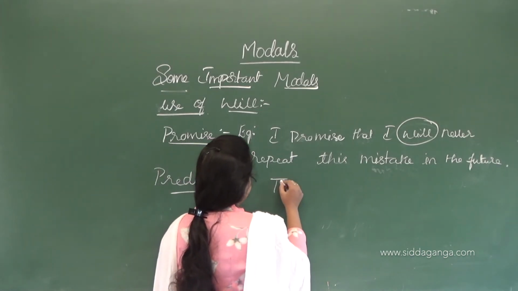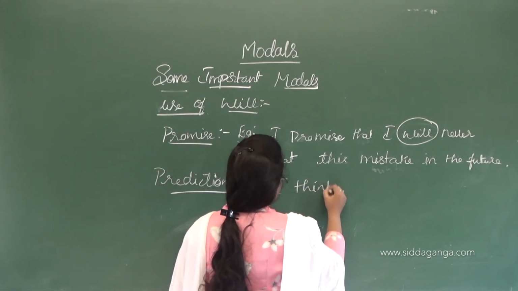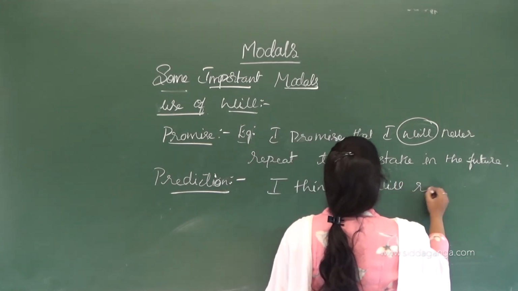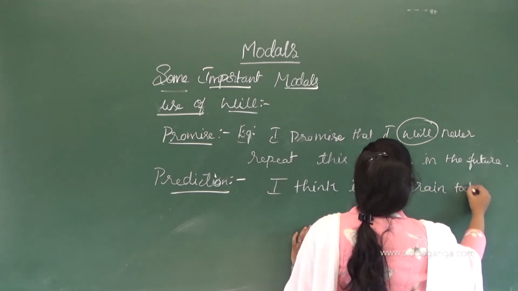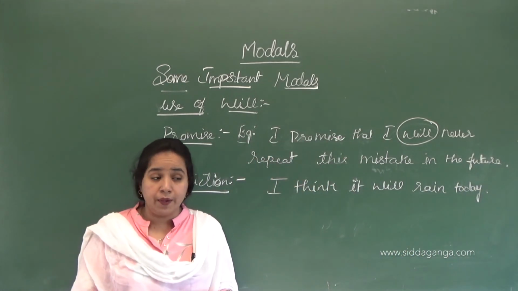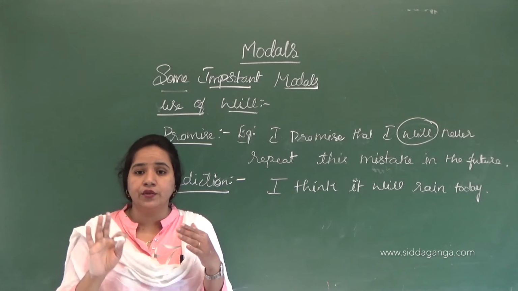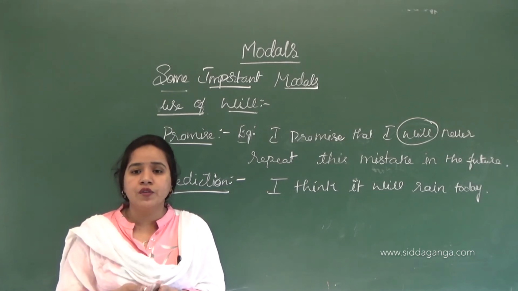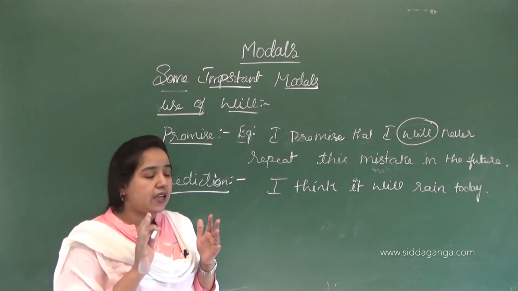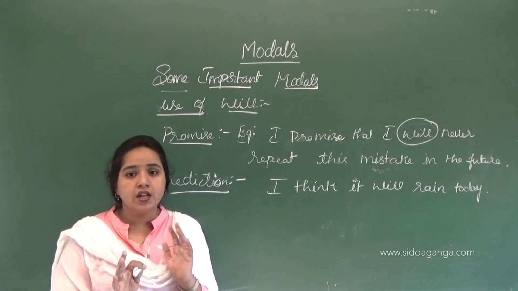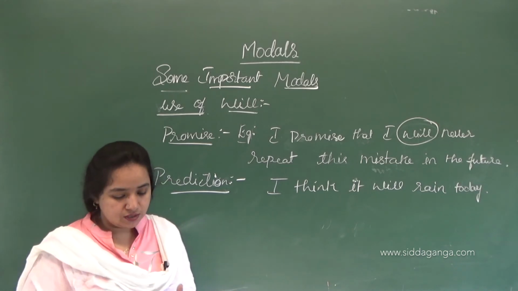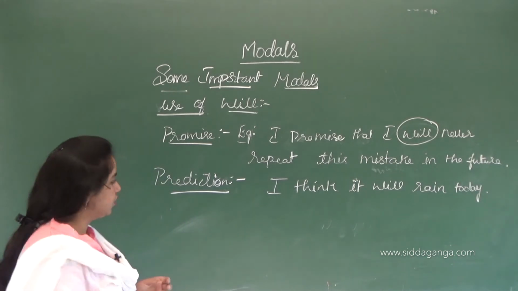I think it will rain today. Still, at present there is no rain, but when we look at the clouds and the weather today, we assume, we guess, that I think it will rain today, okay. That is called prediction. It expresses the future.